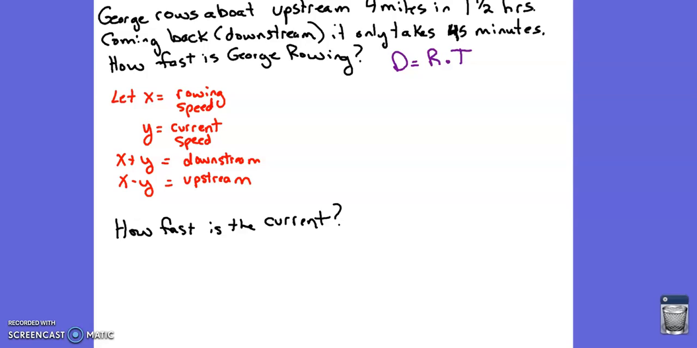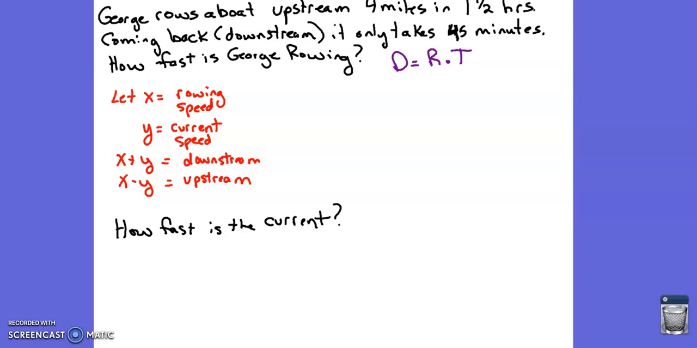All right, so let's look at a live application of this. So George rows a boat upstream for 4 miles in 1.5 hours. And then coming back downstream, obviously, if you've ever rowed a boat going upstream compared to downstream, or even swimming upstream and downstream, you notice there's a current that you're swimming against, or you're swimming with the current, and it makes all the difference in the world.